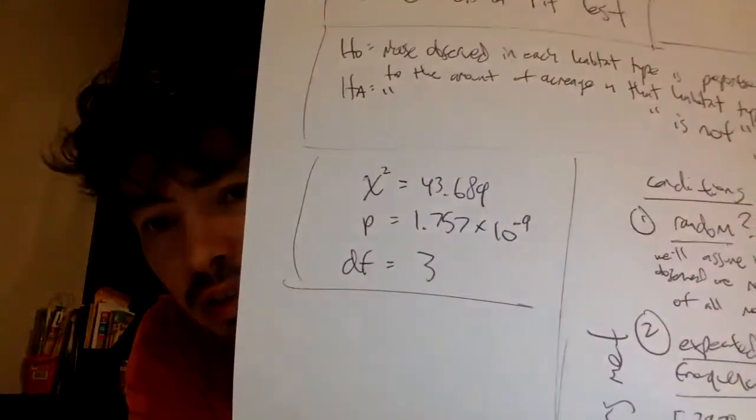Very easy. Okay, and then state your conclusion. With a p-value so low, we reject the null. There is sufficient evidence for the alternative. There is sufficient evidence that the moose observed in each habitat type is not proportional to the amount of acreage in that habitat type. Done. And that's a chi-square GOF test, okay?